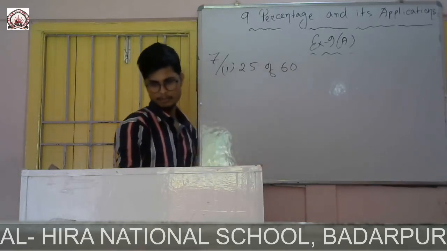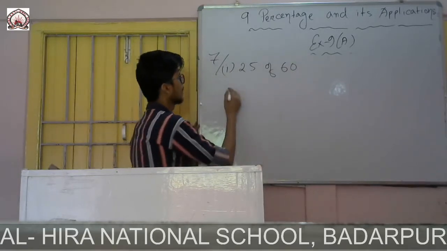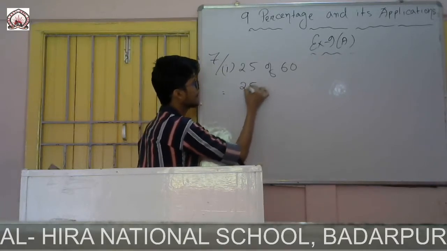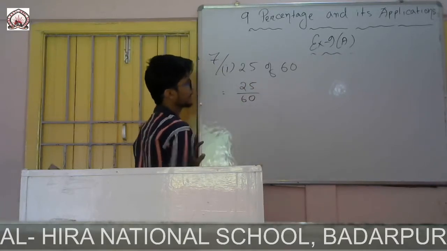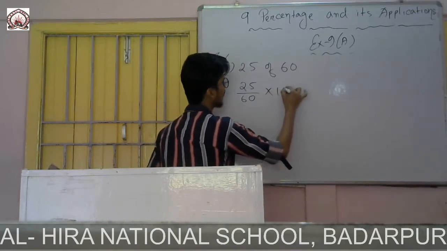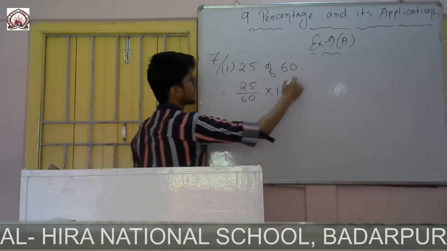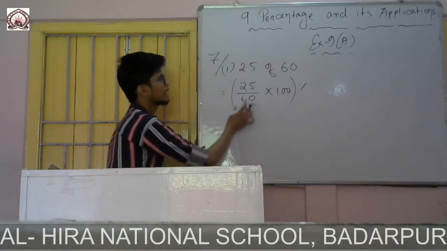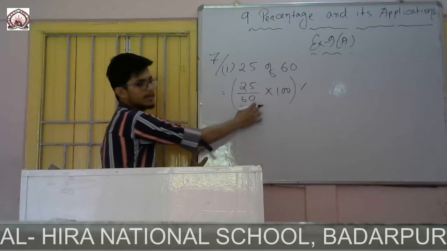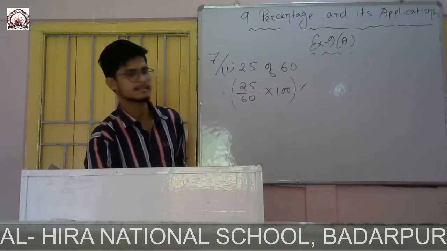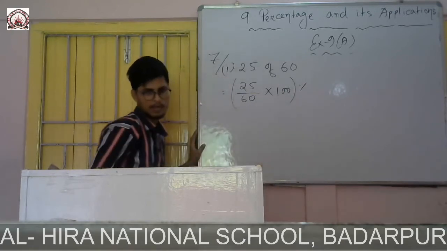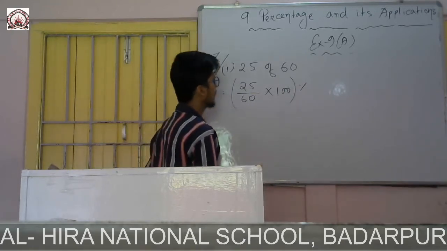25 of 60. So you see how to write this one. 25 out of total 60, you write it here and simply divide it. Since I am finding the percentage, I will simply multiply it by 100. 25 out of how much? 60. 25 out of 60 into 100. I have to find the percentage, so I will simply multiply it by 100.